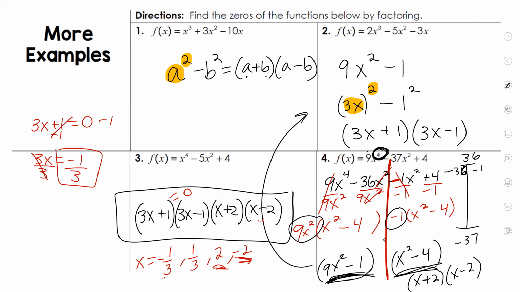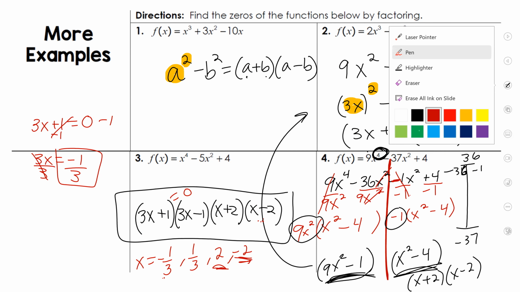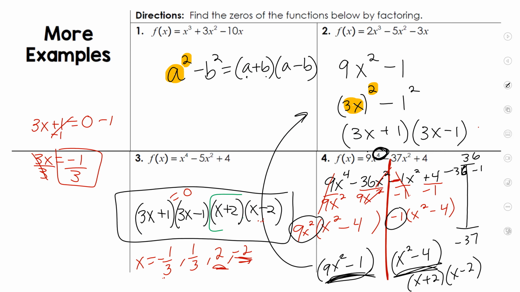What is the degree? Let me use green. What's the degree of this? 1. So the multiplicity is 1. What's the degree of this? Yeah, 1, because it's linear. What's the degree of this? 2. Okay. What's the degree of this? So that's multiplicity. The multiplicity for these are 1.